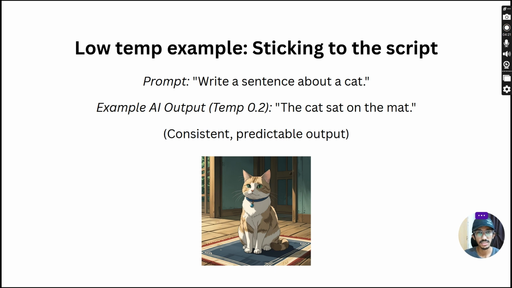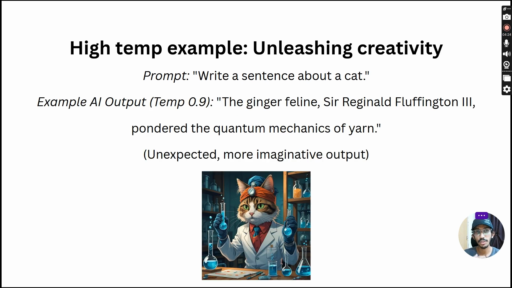It's predictable, right? But if we crank that temperature up, say to like 0.8 or 0.9, the AI gets much more creative, diverse, and sometimes a little bit weird. For that same prompt, "write a sentence about a cat," at a higher temperature I might get "The ginger feline, Sir Reginald Fluffington III, pondered the quantum mechanics of yarn." You get the point. This is a bit exaggerated, but the output is much more unexpected and imaginative.